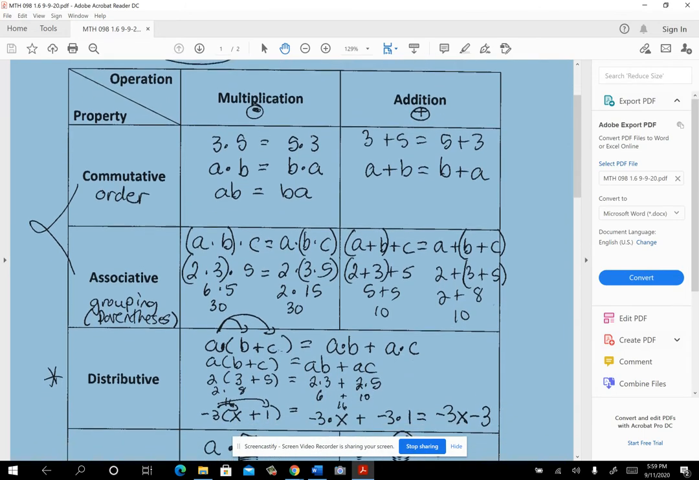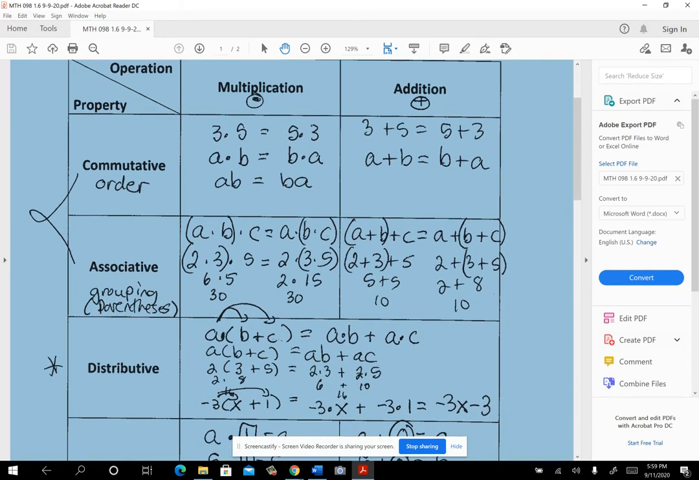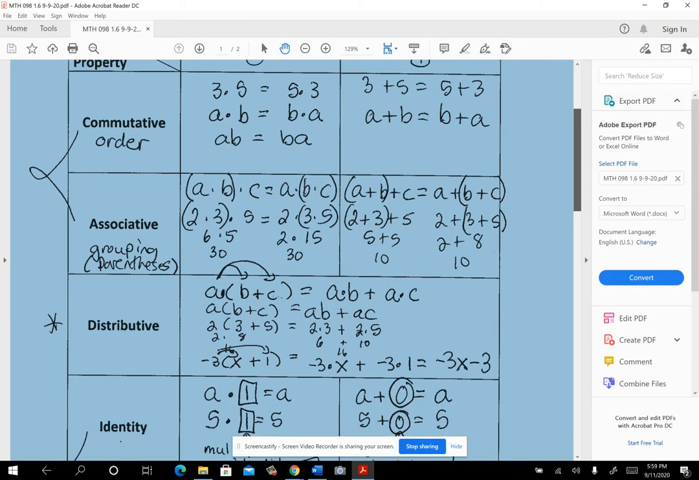The commutative property is the one that says if you're multiplying or adding, the order in which you multiply does not matter. You could do 3 times 5 or 5 times 3, and you're going to get the same thing on both sides. That's also true for adding. So multiplication and adding are both what we call commutative.